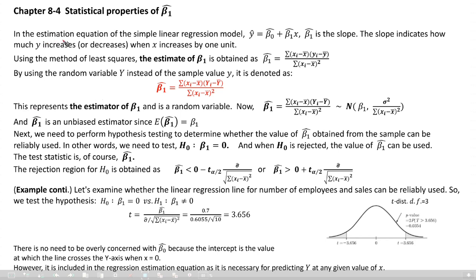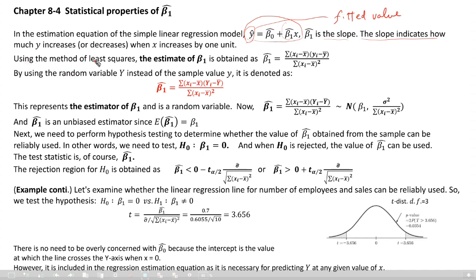In the estimation equation of a simple linear regression model, y hat equals beta 0 hat plus beta 1 hat x. This is the estimated line. Beta 1 hat here is the slope. What is slope? Slope indicates how much y increases or decreases when x increases by 1 unit, right? Everybody knows it. And we say y hat is the fitted value, okay? The value on the line at x.